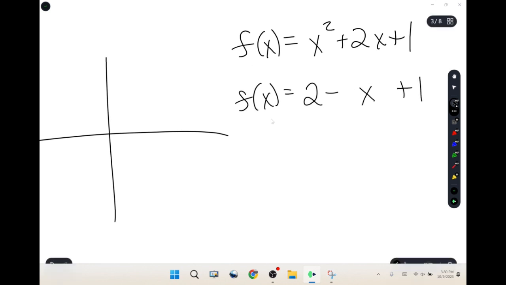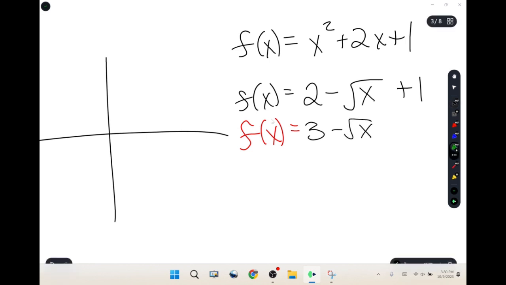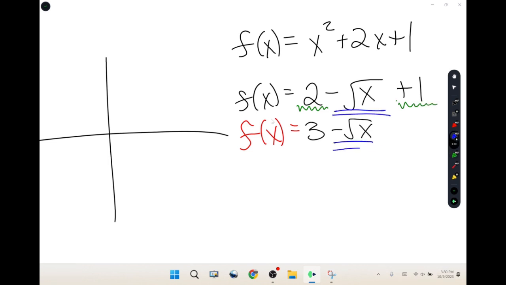Like that? Or more like this? No, it was only a square root on the x. Okay, well, if that's the thing, that's great. That's not too crazy. Because that's just going to be f of x equals, this 2 and this 1 get combined. Because what's 2 plus 1? So 3 minus root x? Because that's that idea of combining like terms. If they have the same variable, same exponent, you can combine. Different variable, can't combine. So you just leave it alone.